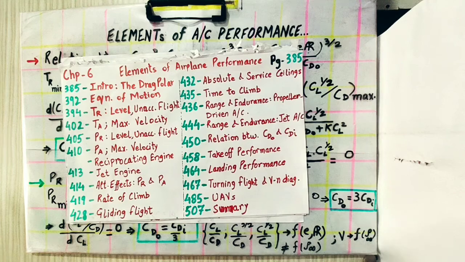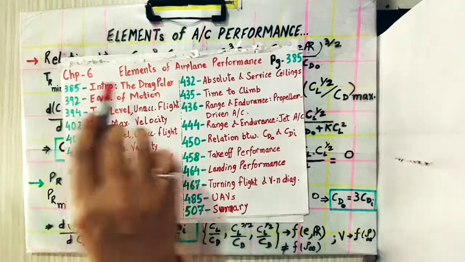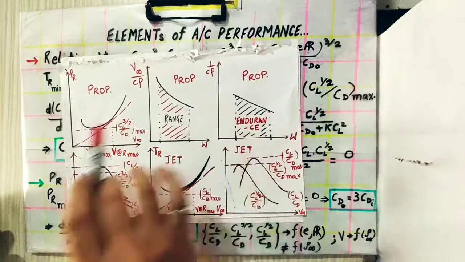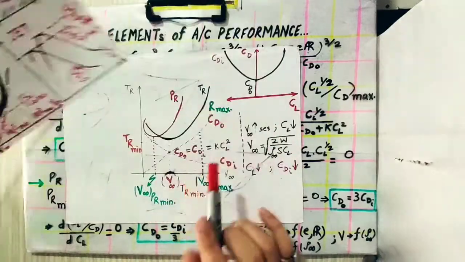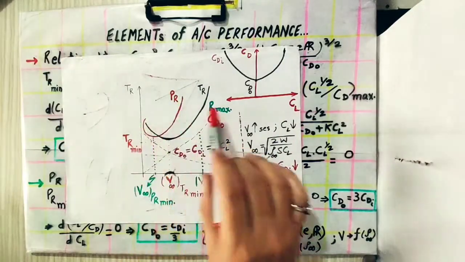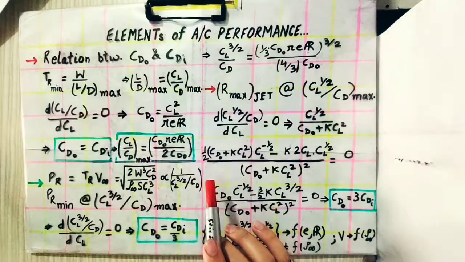Hola amigos, so now let's move on to our next topic, that is the relation between CD0 and CDI, which is at page number 450 of Chapter 6, Elements of Aeronautics, of the book Introduction to Flight by J.D. Anderson. And these graphs which we drew earlier in our lecture, we will be referring to these graphs, and I have made a little bit more about this power required and range, and we will be looking at these graphs as well. So let's start with the relation between CD0 and CDI.